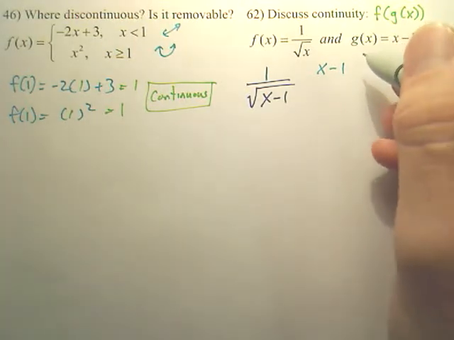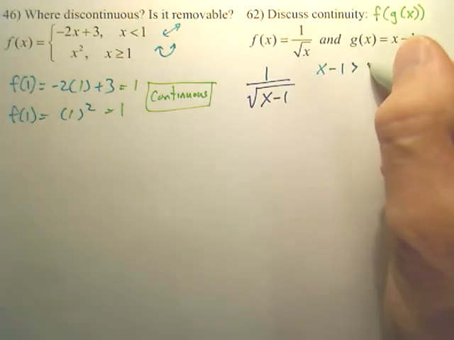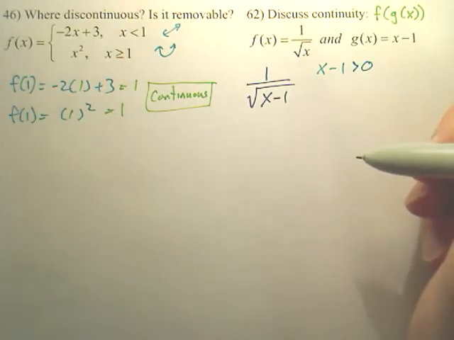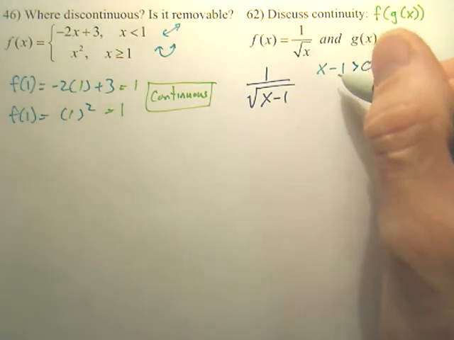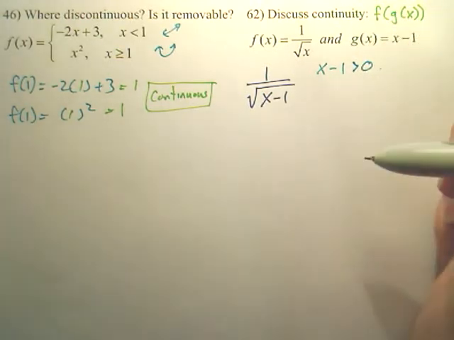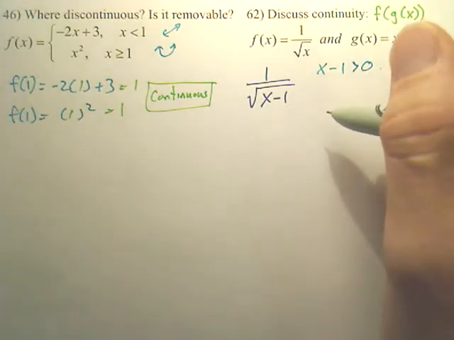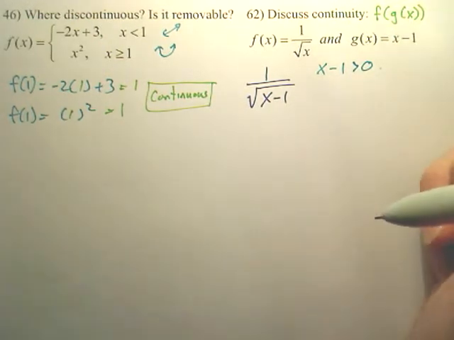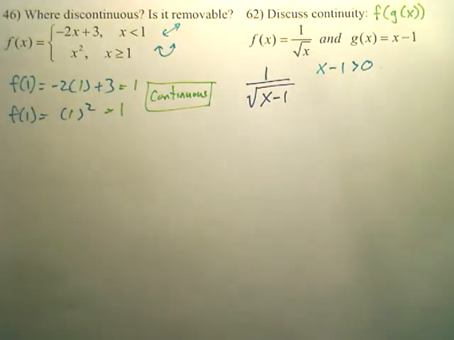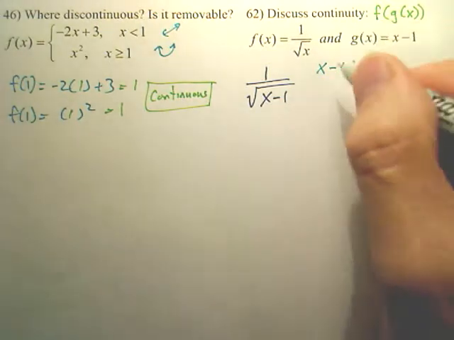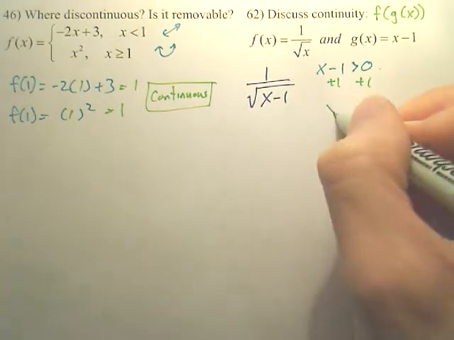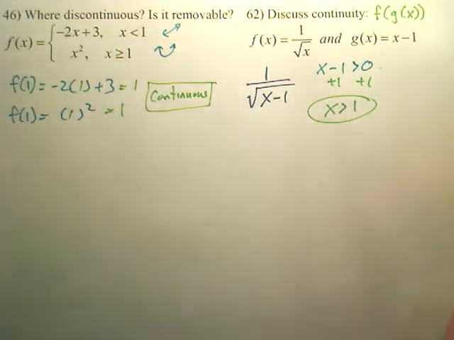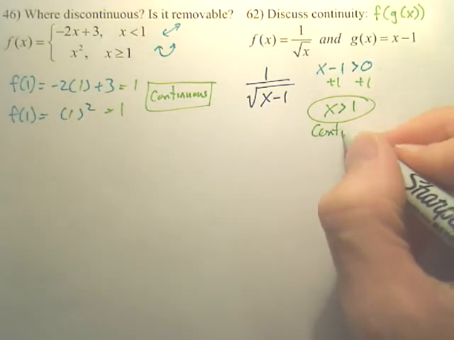So where would they be continuous? Values greater than 0? Is that okay? These are going to be continuous. Are all values where this is greater than 0 continuous? Yeah. Anything less than or equal to 0 would be discontinuous. Solve this. Okay, those are where it's continuous.